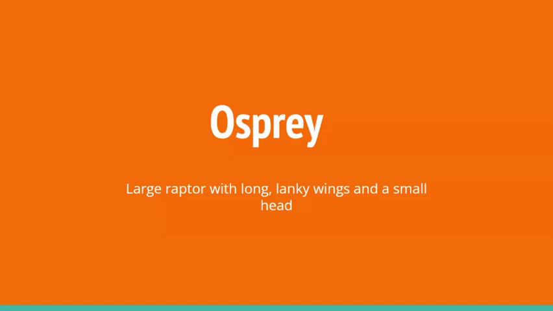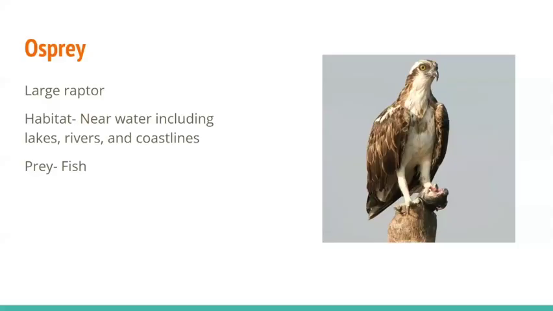So last but not least is our osprey. One of our more unique raptors. Osprey are large raptors with very long, very lanky wings and a very small head in comparison. So again, the osprey is a relatively large raptor.